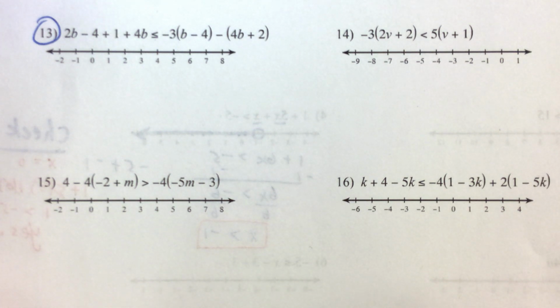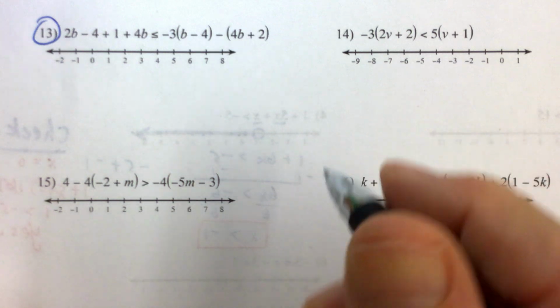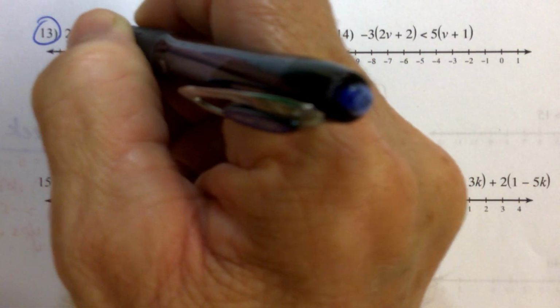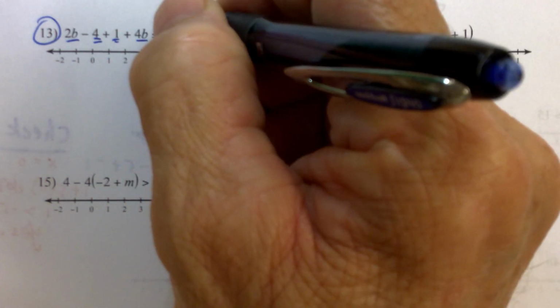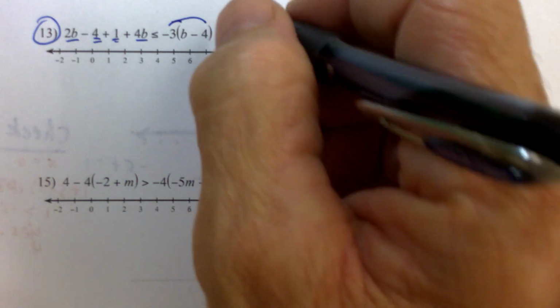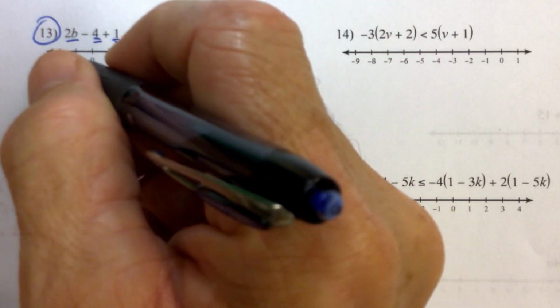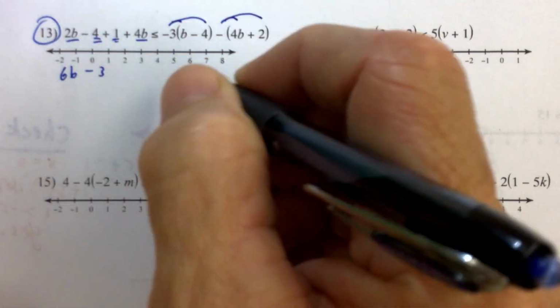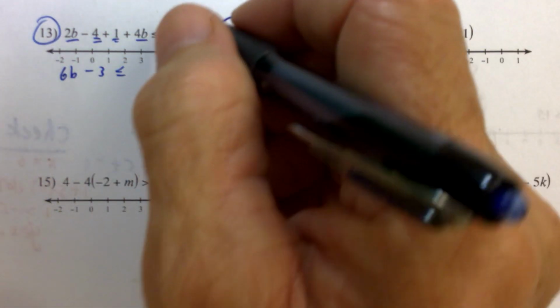Simplifying both sides of the inequality is the first step. We should notice that we can combine like terms on the left, and we can distribute on the right. And remember, I'll get to that. 2b and 4b is 6b. Negative 4 and positive 1 is negative 3. So the left side simplifies pretty easily.